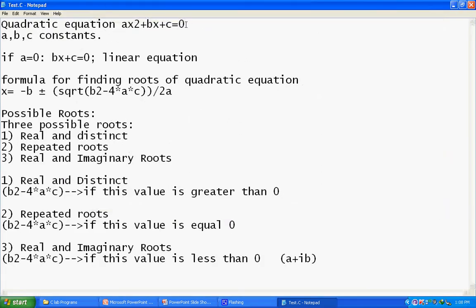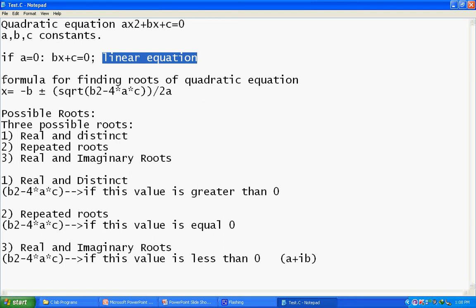A quadratic equation of the form ax square plus bx plus c, where a, b and c are known as the constants of the equation. Remember, we call this equation a quadratic because the value of x here is x to the power 2. Just because of the power 2, we call this a quadratic equation. Quadra means 2. In any case, if the value of a is 0, we will be left with bx plus c, which is called a linear equation.